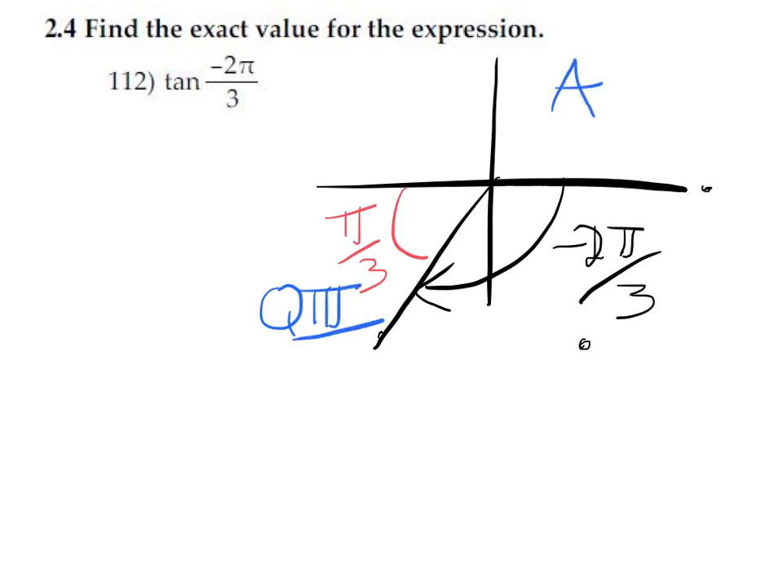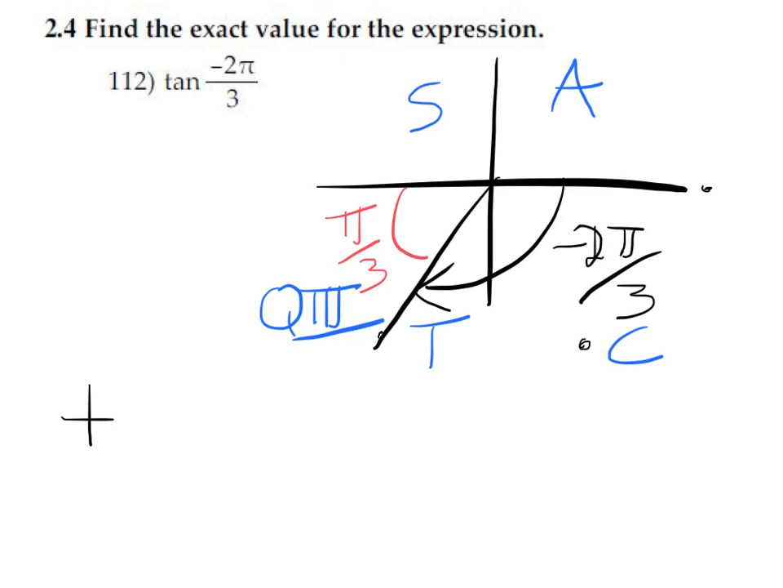Now, All Students Take Calculus tells us that tangent and its reciprocal cotangent are positive in quadrant 3. So we're after tangent, it's positive. So our answer is positive. Now, what is tangent of the reference angle pi thirds?